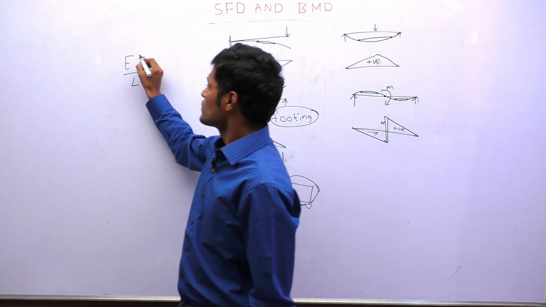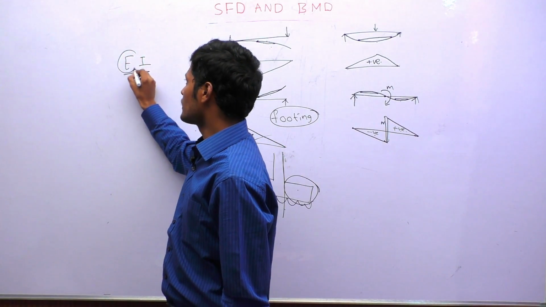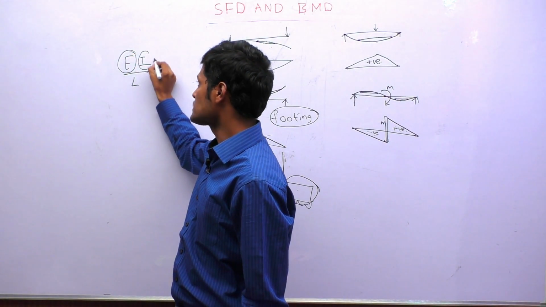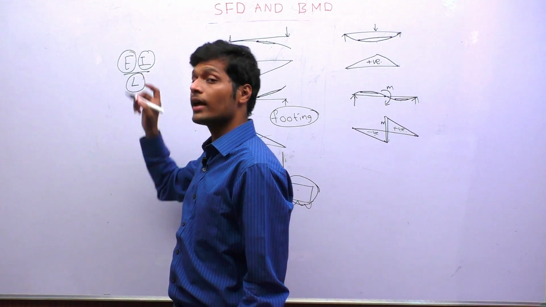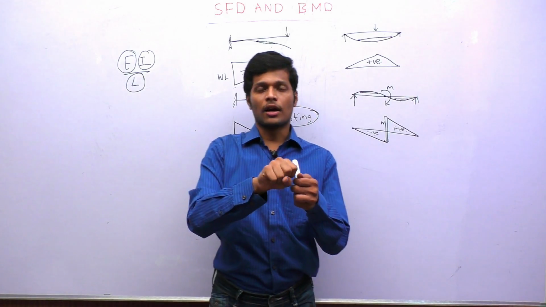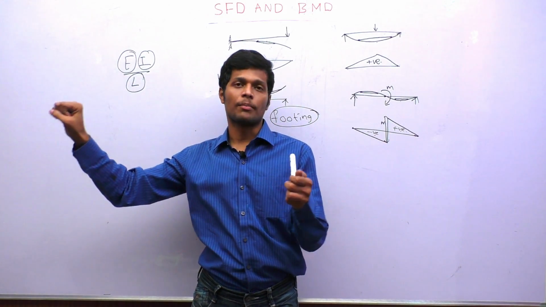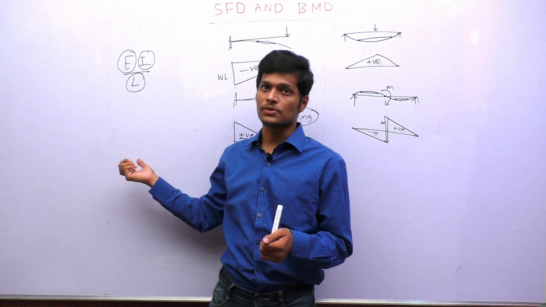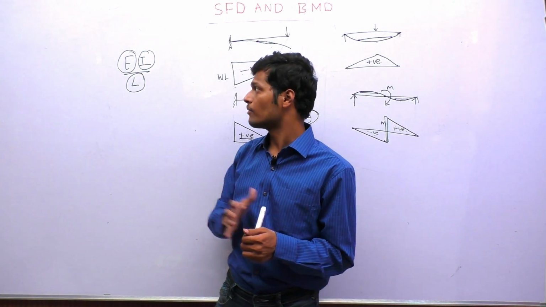Okay. So which means that I can select less E value or less I value or more L value. So what does this mean is, suppose if the length of the bar is increasing, the bending strength will get reduced. Okay. So how we will see that anyway.